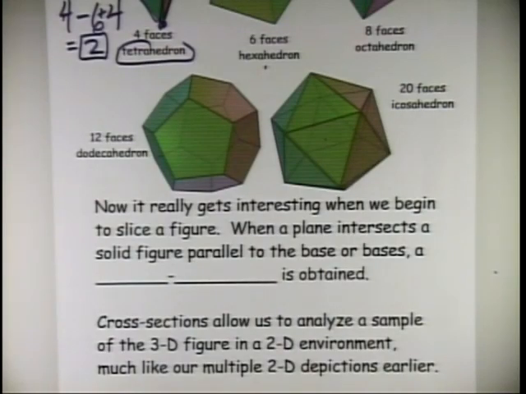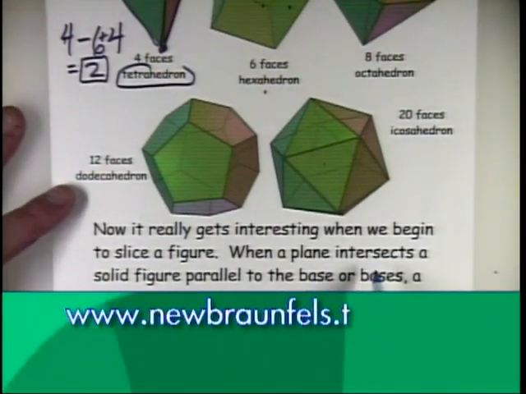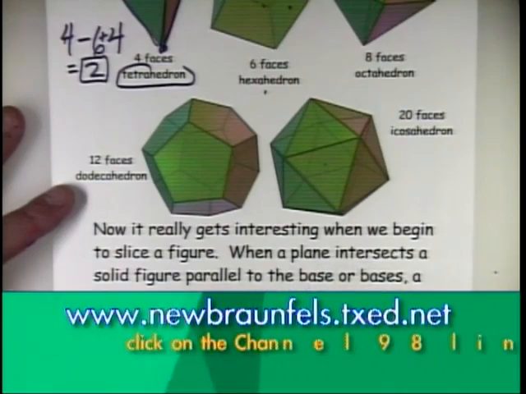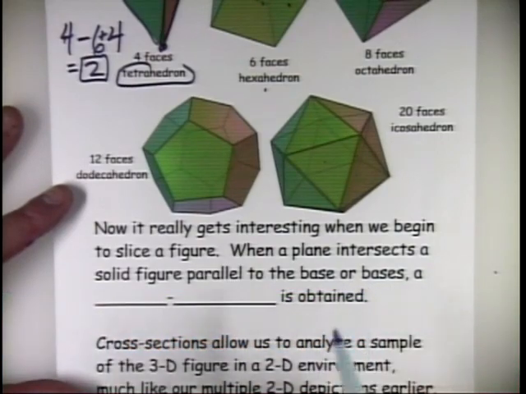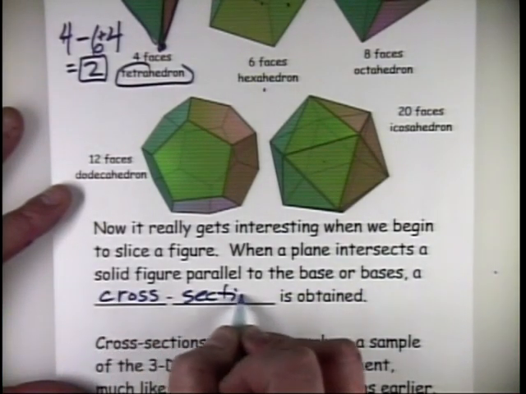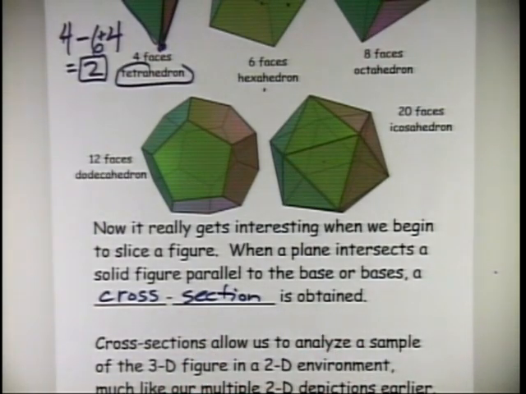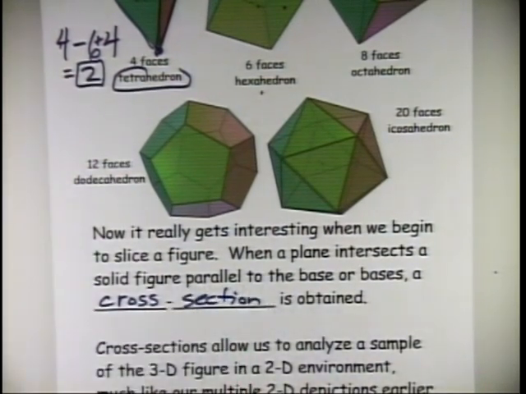Now, it gets really interesting when we take all these polyhedra and we begin to slice them. And there's several ways to slice things. When we slice with a plane, okay, you can imagine your hand being a slicing plane, and it intersects a solid parallel to the base, or the bases, we get a cross-section. Now, cross-section is one of those terms that can be used a little more loosely to just interpret slicing along any plane. But mathematically, we're going to stick to slicing parallel to the base.